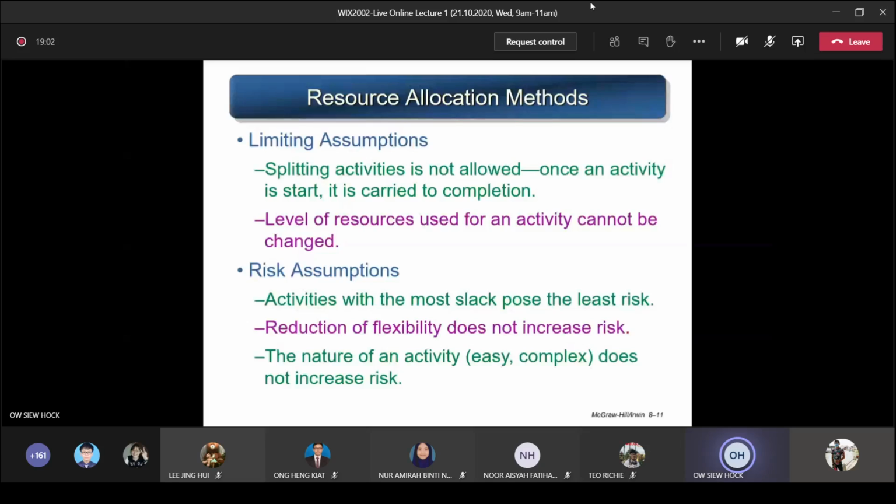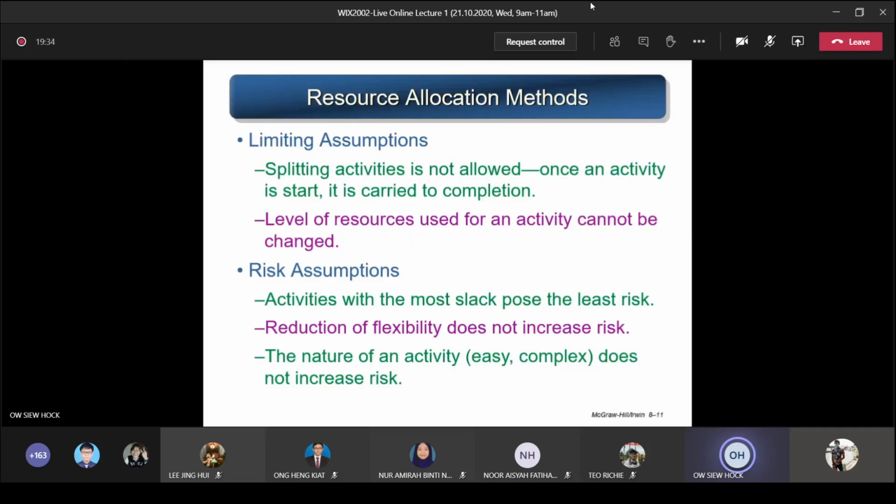Next, we look at resource allocation methods. To understand it more easily, they make some assumptions here. Limiting assumptions: you cannot split. The splitting of activities is not allowed. That means if activity A is started, you cannot stop activity A, start B, and then come back and start A. No, you cannot split the activity. Once started, you must continue until the activity is finished. Once an activity is started, it carries on until completion.